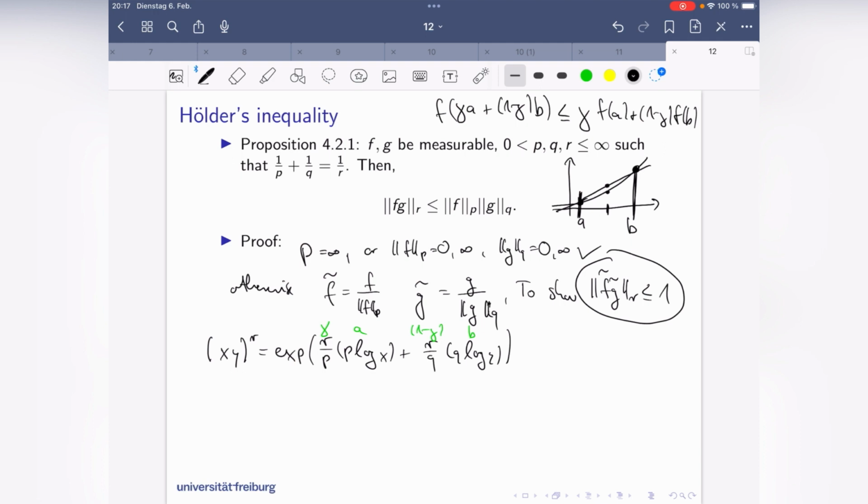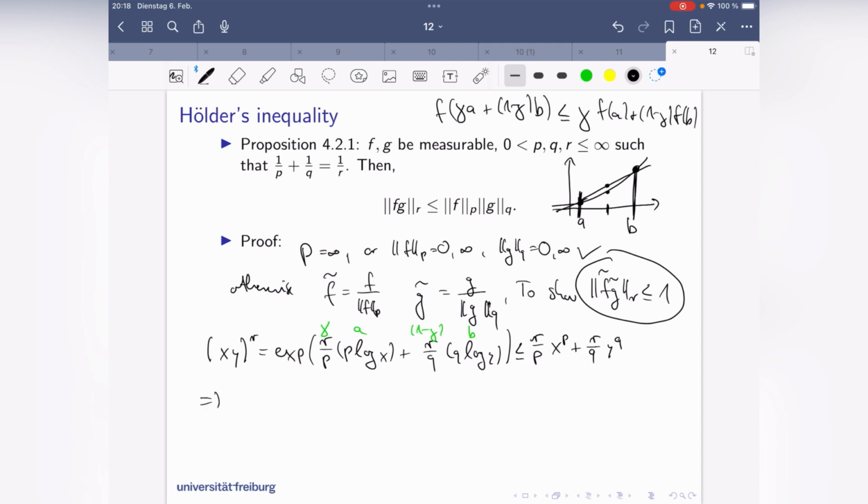And convexity means this here is smaller or equal than gamma, that's r over p, f of a, e to the power of p log x. And when you recall the rules for exponential functions, that's x to the power of p. And the same on the second part, r over q times y to the power of q, like this here. So that holds.